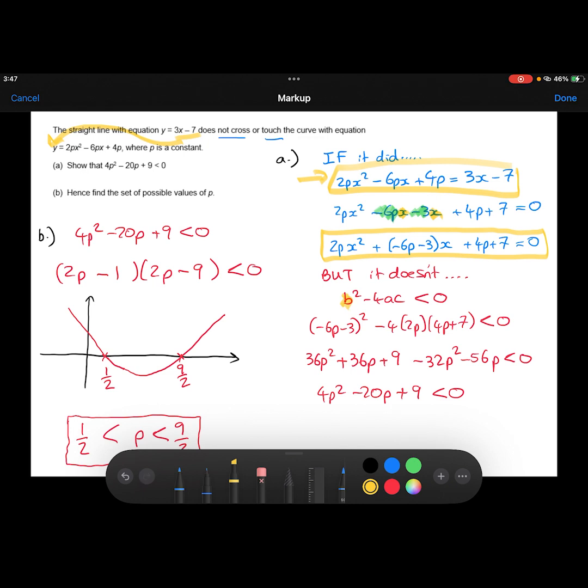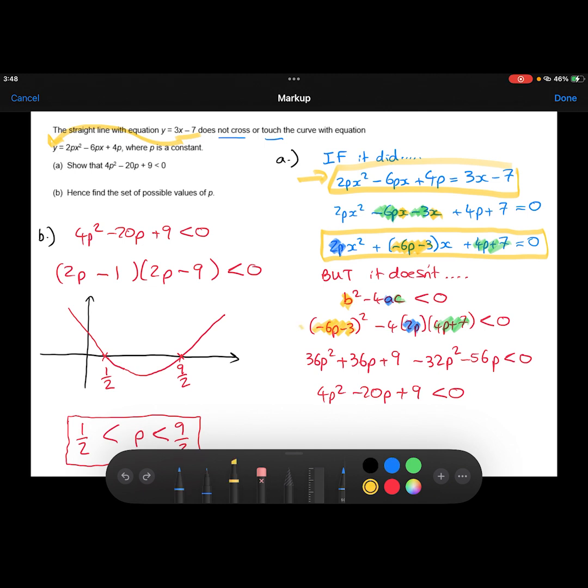So, the b is my minus 6p minus 3. The a is the 2p. And the c is the 4p plus 7. And this question did ask us to show all of our working out, showing all of our steps, so you do need to have this less than 0 inequality on each line.